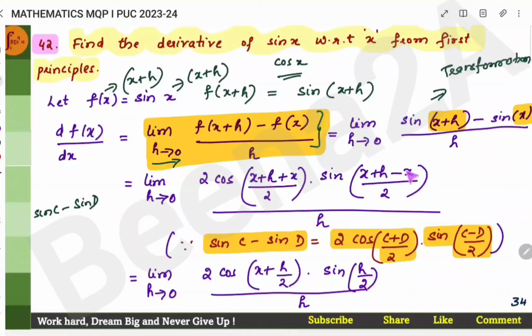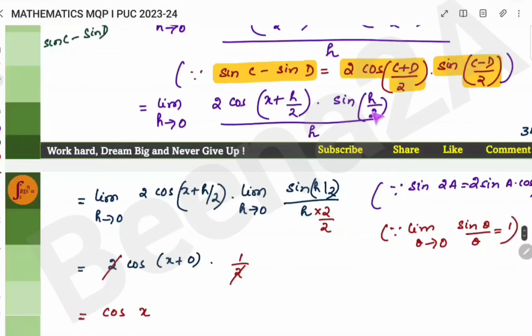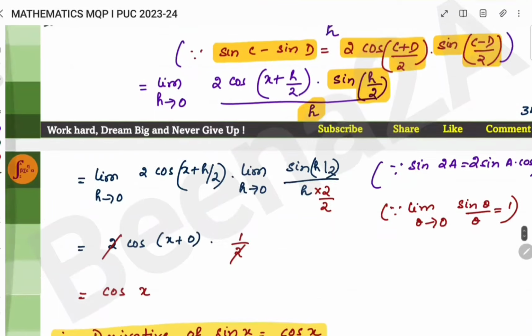Similarly here, x plus h minus x by 2. So you'll get this particular value. Now, you notice here, there is sin h by 2 and there is h here. So we can use that theorem, right? Limit theta tending to 0, sin theta by theta is equal to 1. Now, to satisfy this, you should have h by 2 here. Then you can apply this theorem. But I don't have h by 2 now.